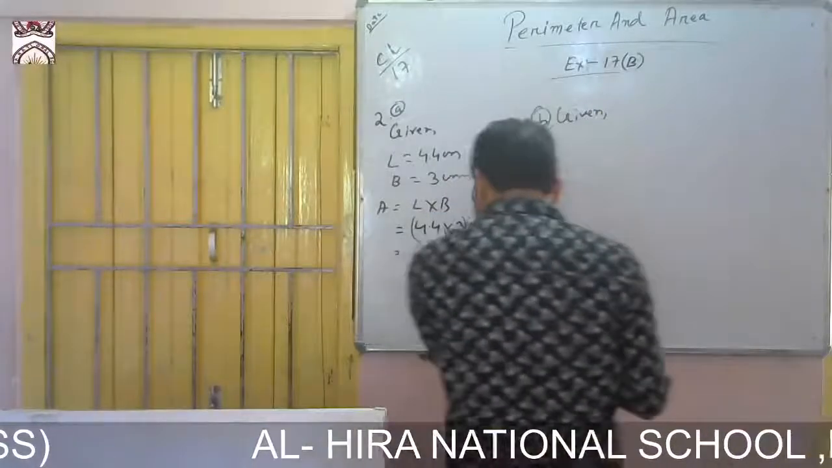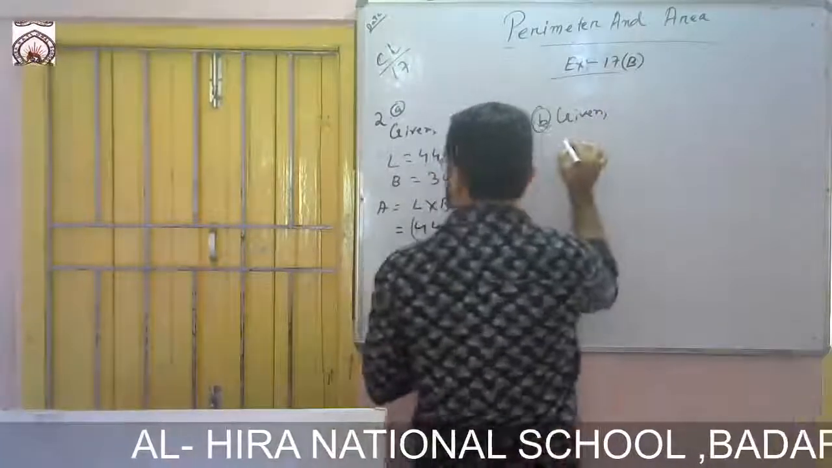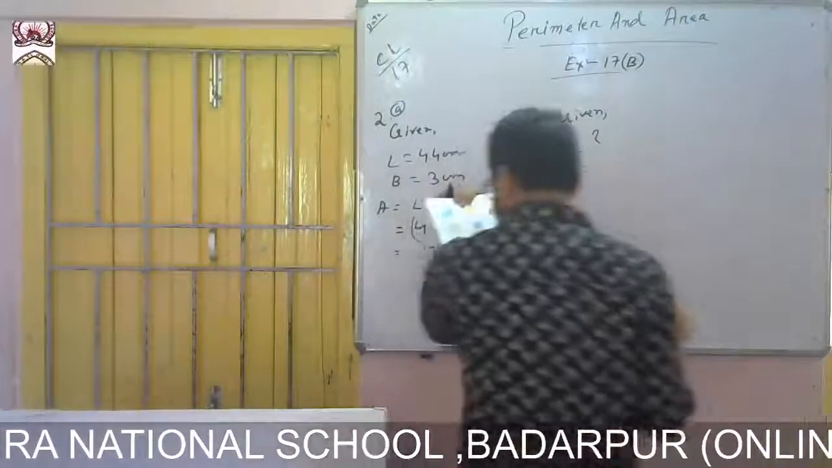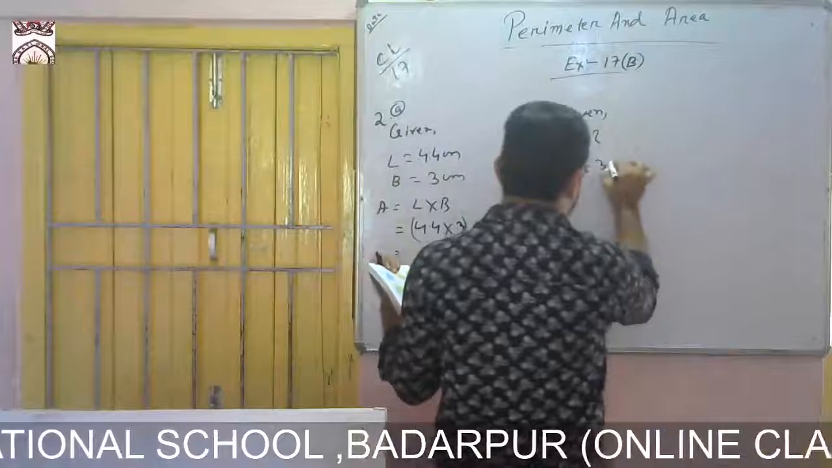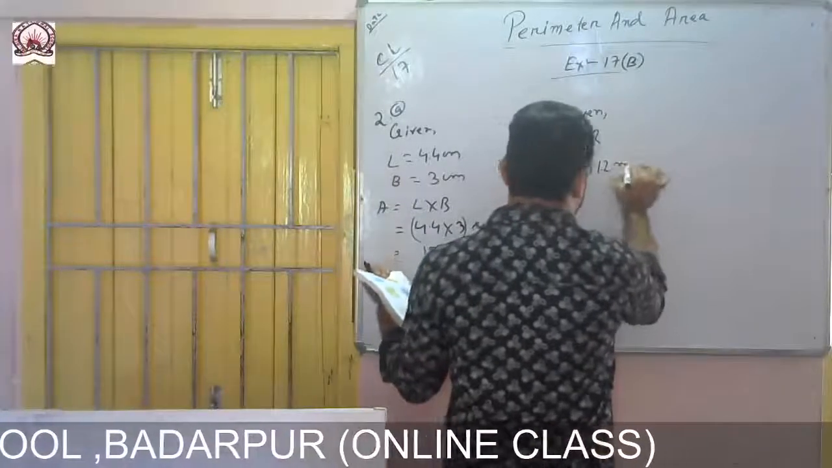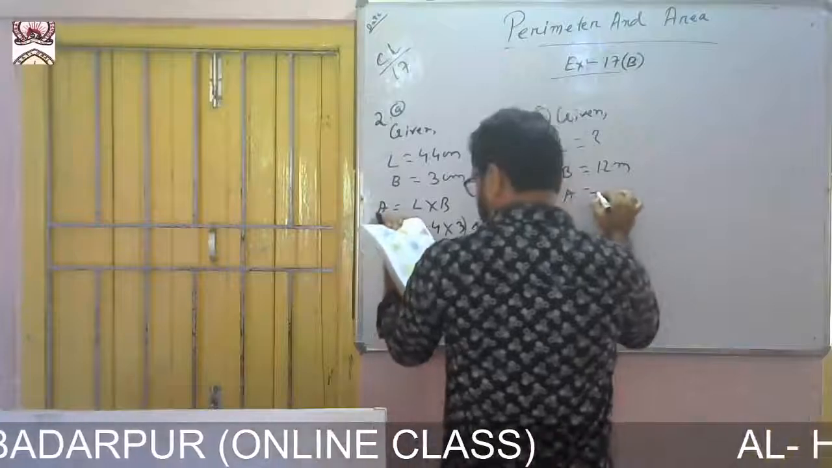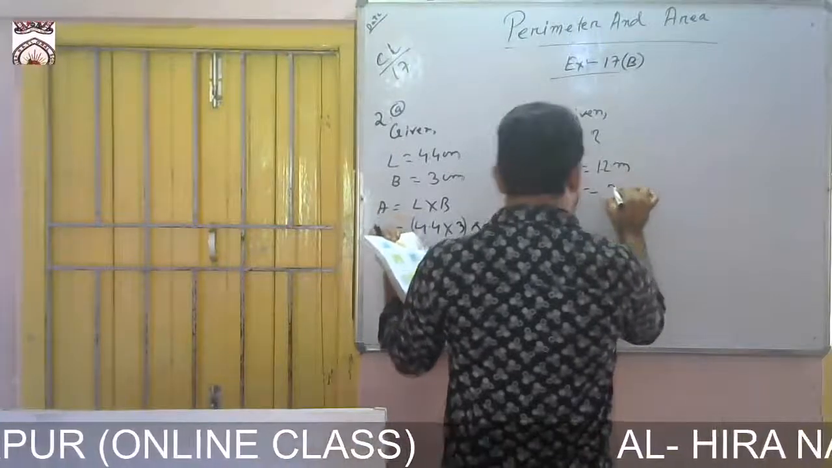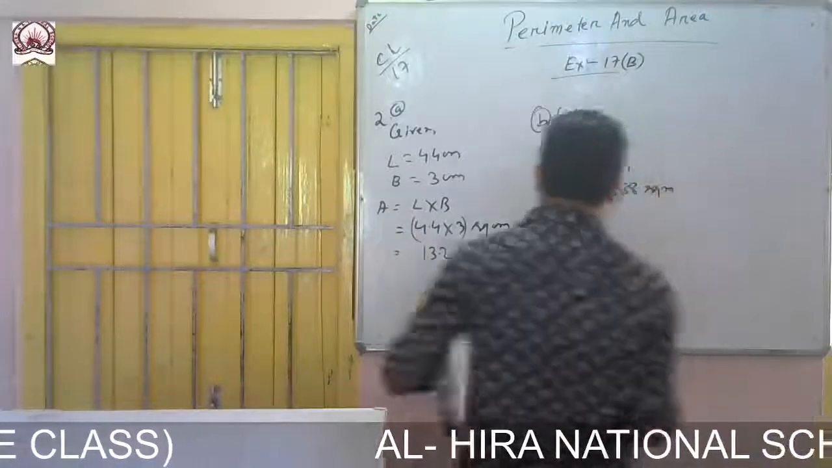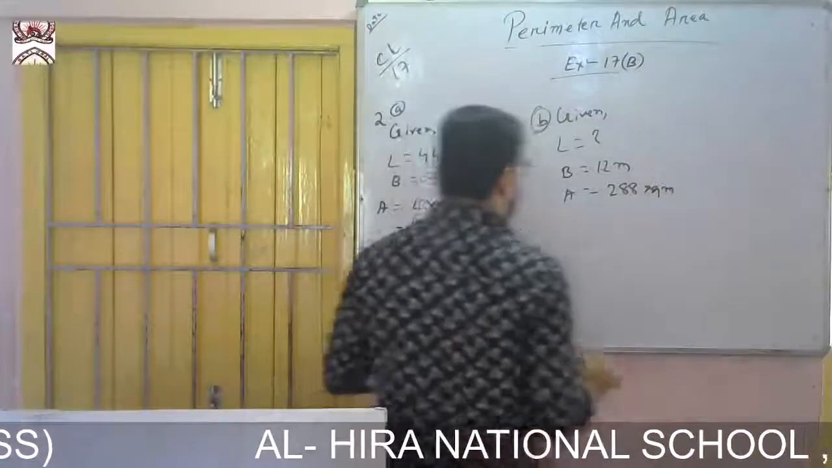So in B, what is given? Length we need to find. Length equals question mark, we need to find. Breadth equals 12 meter. And area how much is given? 288 square meter.